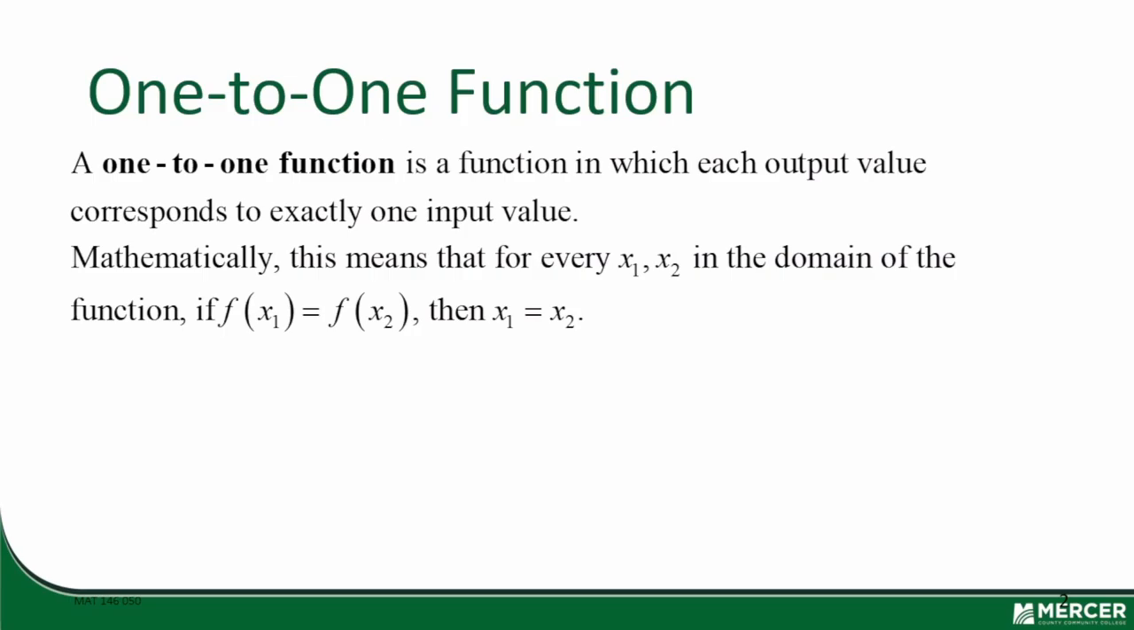The other method is graphically. So to test for a function, we have the vertical line test, right? Well, to test for one-to-one, you have the horizontal line test. And the horizontal line test is identical, except it's a horizontal line instead of a vertical line. You draw a horizontal line on the graph. If it intersects more than once, it is not one-to-one.